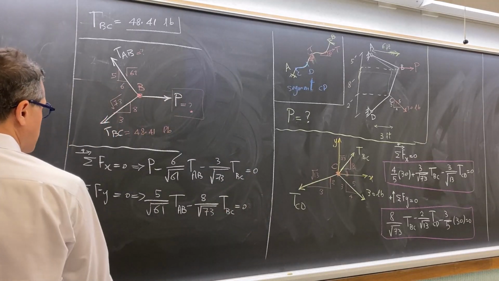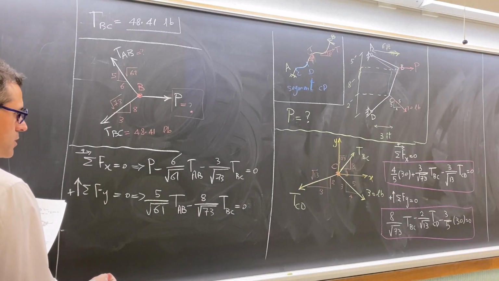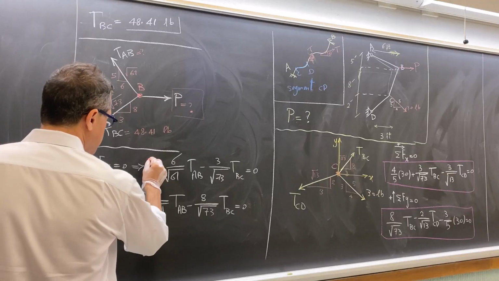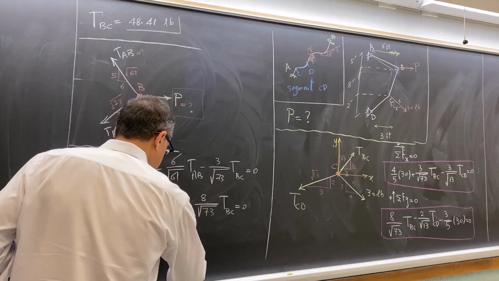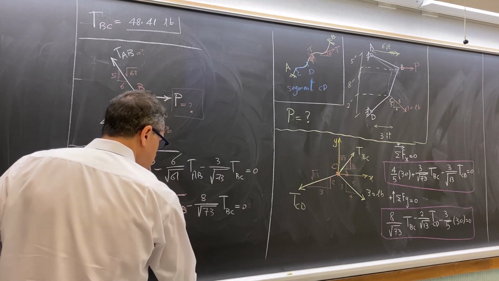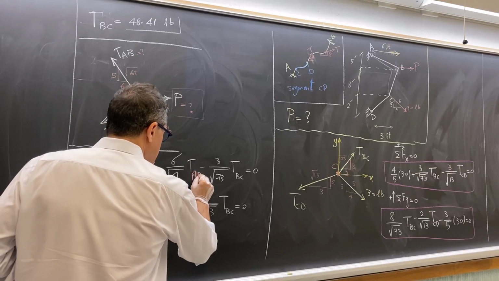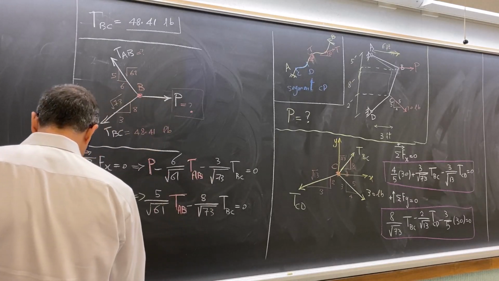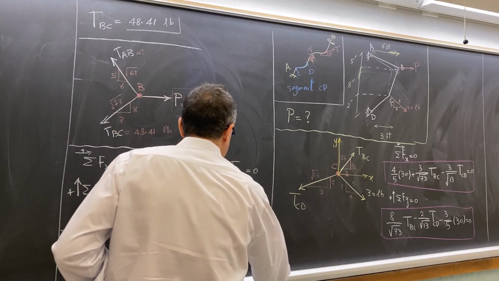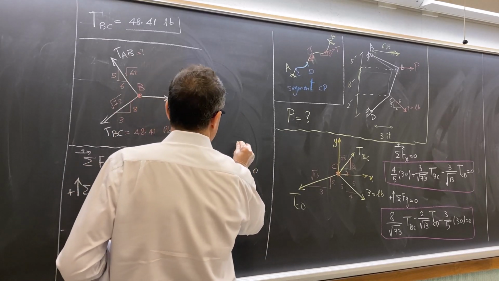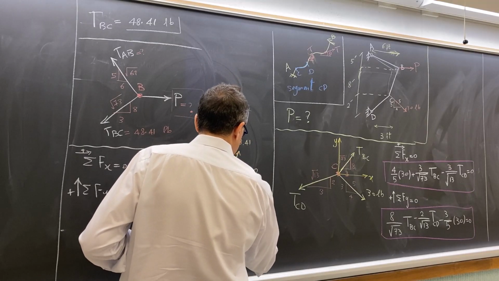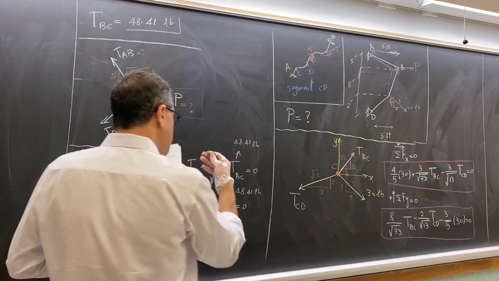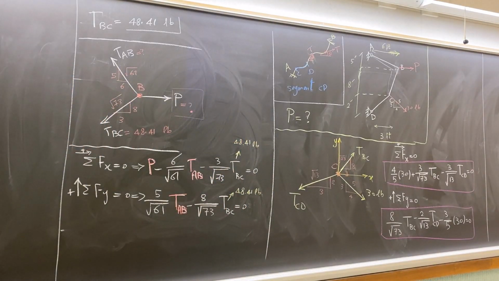So now we have a system of equations, and we are looking for P, which is unknown. TAB is unknown, so I just highlight them in red. TAB is unknown, but we already have the amount of TBC. So TBC is given, 48.41. We found it in the previous step, 48.41 pound. So simplify these equations. You have two unknowns, and you are looking for P.